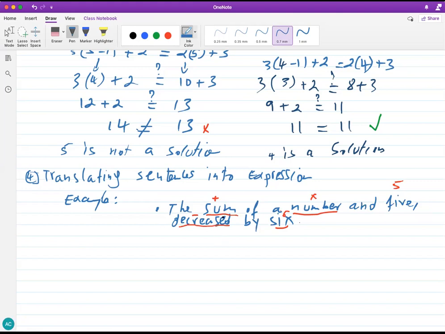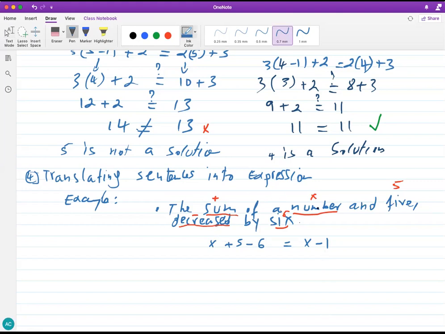So the sum means plus. Of what? What goes on both sides of the plus? Sum of a number that we don't know. We're going to call it x. And 5. And then? -6. Exactly. -6. And we could probably simplify this into x minus 1. We're going to talk about simplifying expressions in another class.